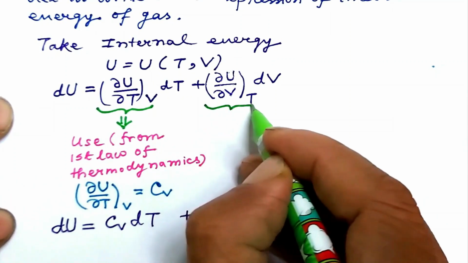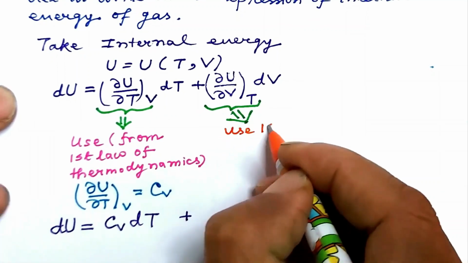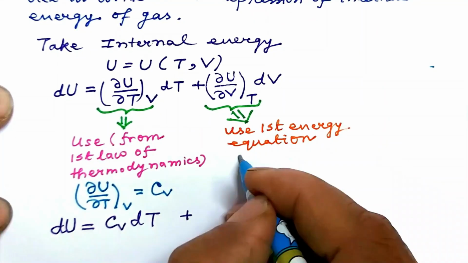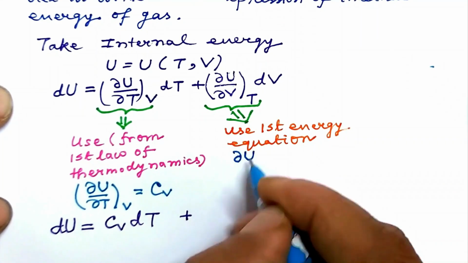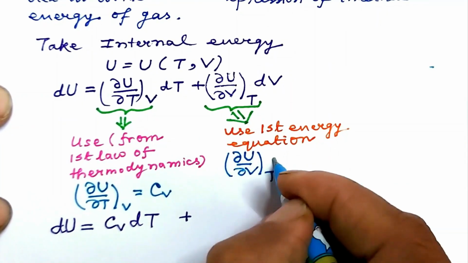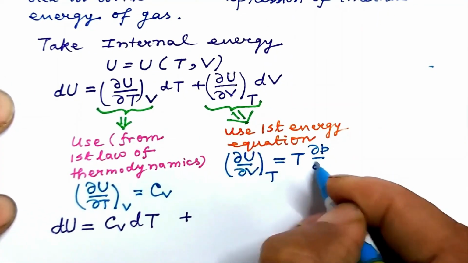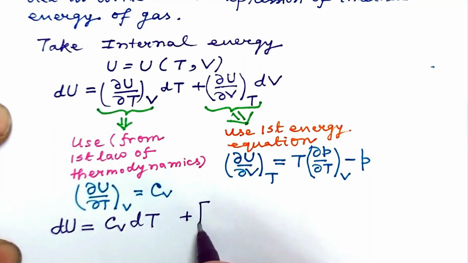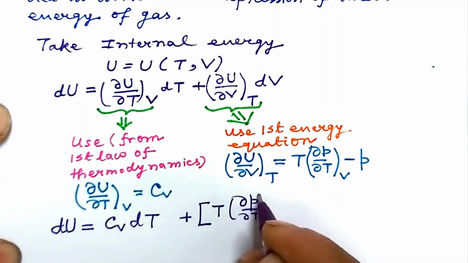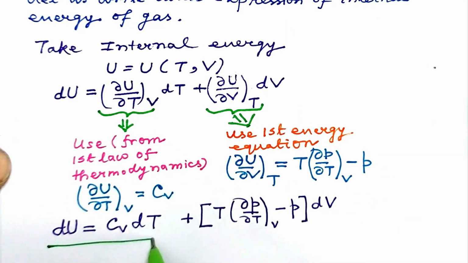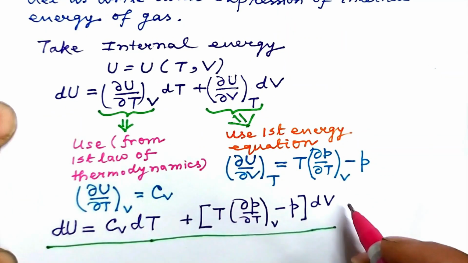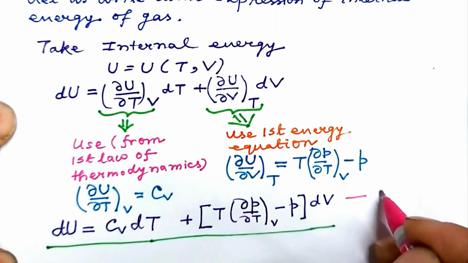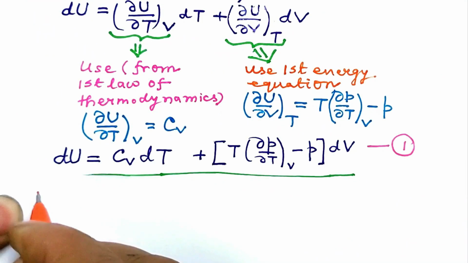Now let us look at this factor. We use first energy equation that says (∂U/∂V) at constant T is T into (∂P/∂T) at constant V minus P. So we write this expression here for the second term. This equation that gives the change in internal energy of system is crucial for the given three problems, and let us name it equation 1.